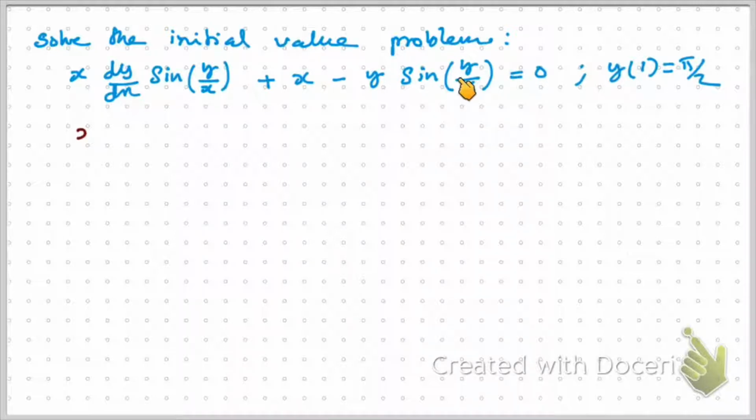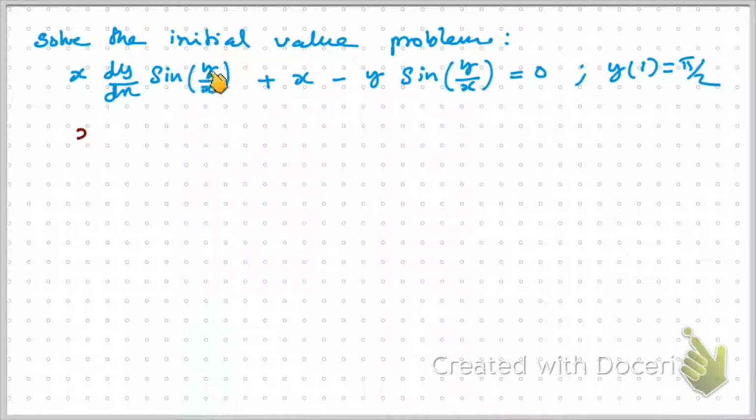So you will find the general solution and then try to find the value of c using this given condition. y(1) = π/2, which means when x is equal to 1, y is π/2. Let's try to solve this.